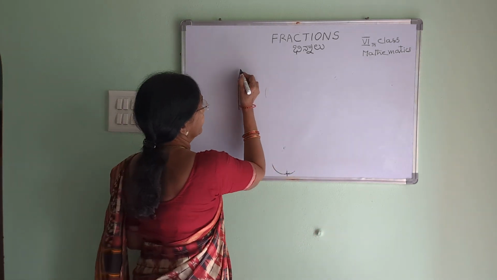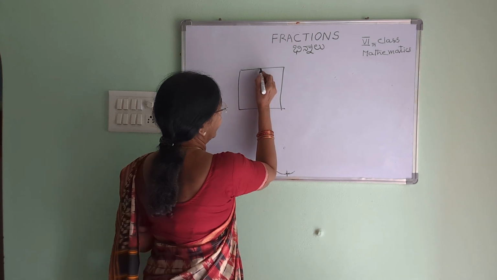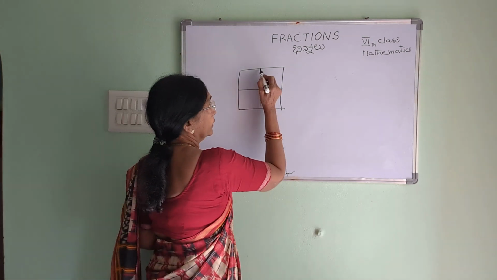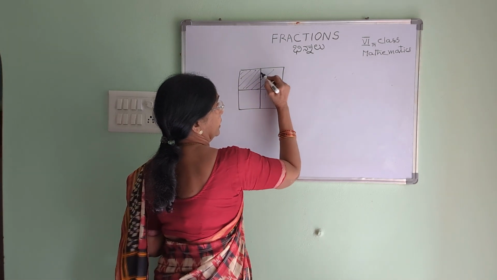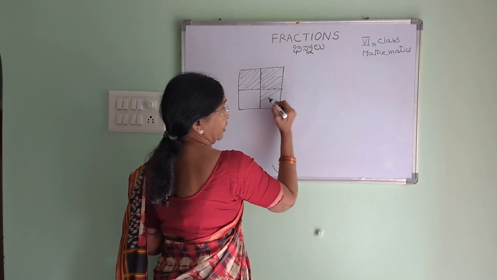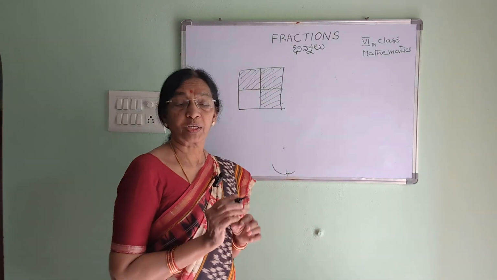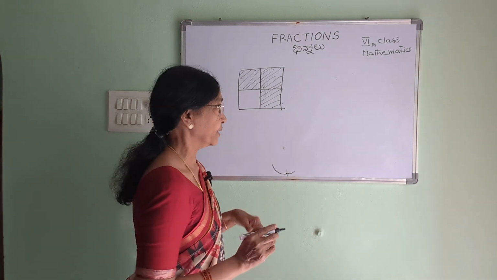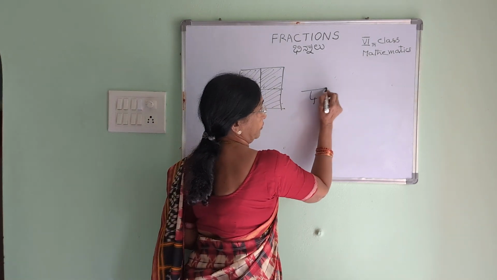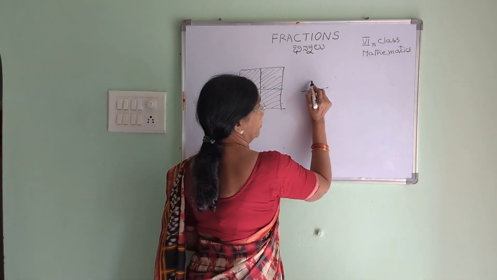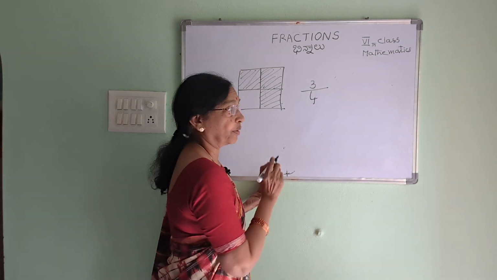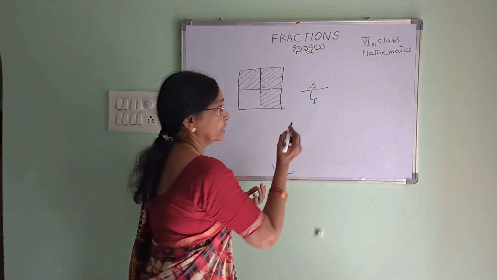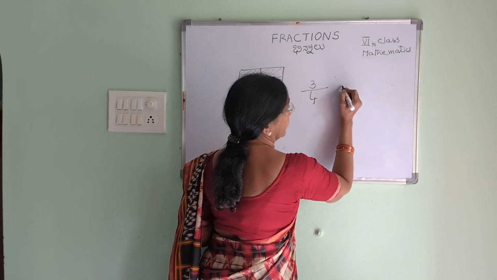Take a square, divide it into 4 equal parts. Take 3 parts, 3 equal parts. So shade 3 equal parts of the square. What fraction of the square is shaded? Write the total number of equal parts below the line and the number of equal parts considered above the line. So 3/4 is the fraction of the shaded portion. So this is written and read as 3/4.